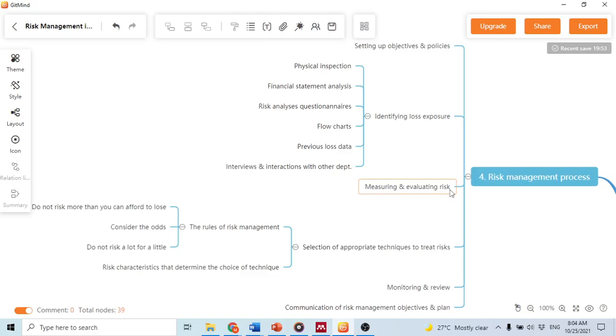So those risk exposures with a high level of potential losses will be given primary focus. So this is like some sort of priority. Which type of loss exposure should be given priority by the organization? Any risk exposure which has a high level of potential losses will be given the primary focus by the organization.